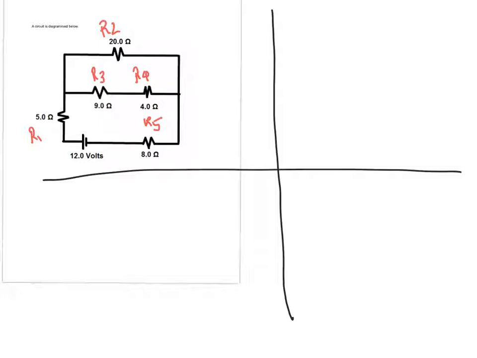I will then redraw the circuit, simplifying resistors 3 and 4. Since they're wired up in series with one another, they're easy to redraw.